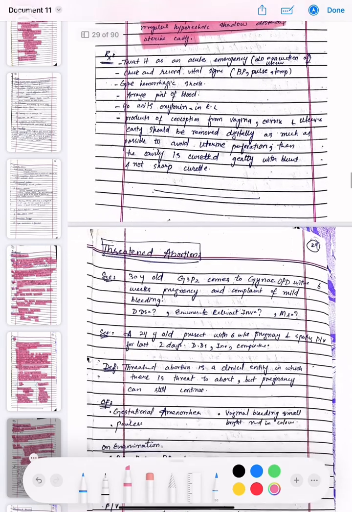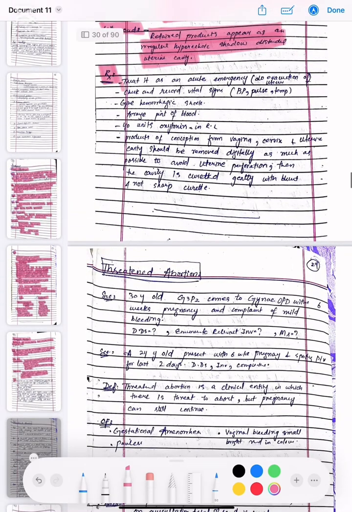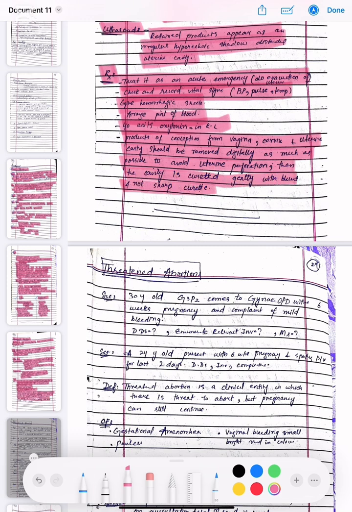The treatment options are that treat it as an acute emergency, do a bimanual examination of the uterus, check and record vital signs, that is BP, pulse, and temperature, give treatment for hemorrhagic shock, arrangement of blood, 40 units of oxytocin, and Ringer lactate. Products of conception from the vagina, cervix, and uterine cavity should be removed digitally as much as possible to avoid uterine perforation. Then the cavity is curetted gently with blunt and not sharp curette.